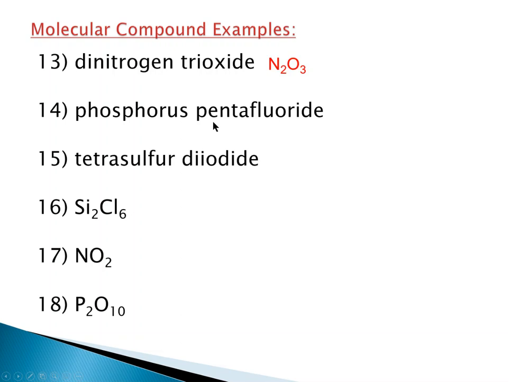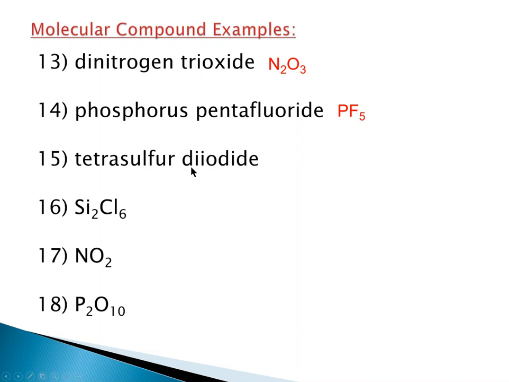All right, so let's go ahead and practice with these. Dinitrogen trioxide. Dinitrogen means 2 nitrogen. Trioxide means 3 oxygen, so it's N2O3. Now, if we look here at number 14, phosphorus pentafluoride, if there's ever 1 of the first element, we don't use a prefix. It's not monophosphorus pentafluoride, it's just phosphorus pentafluoride. But if there's a lack of prefix on the first element, it just means there's one. So phosphorus pentafluoride is PF5.